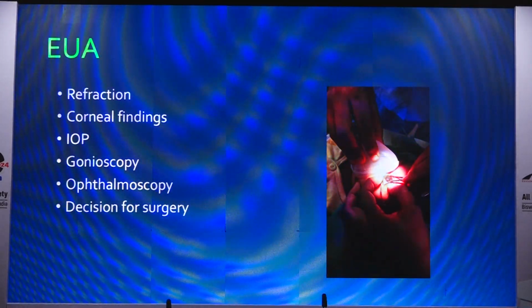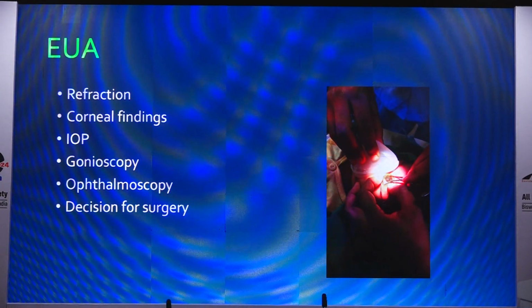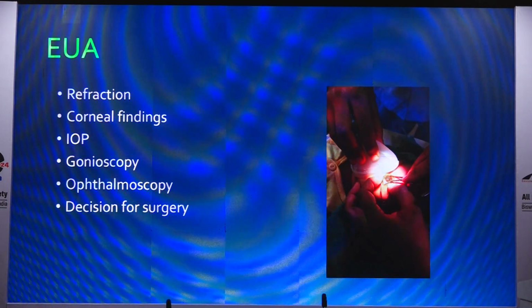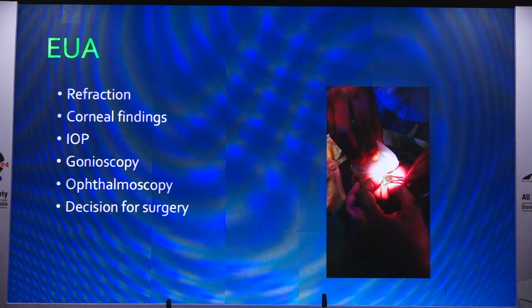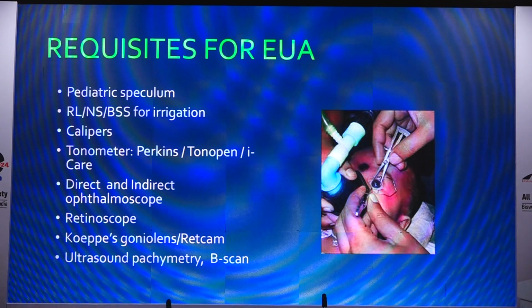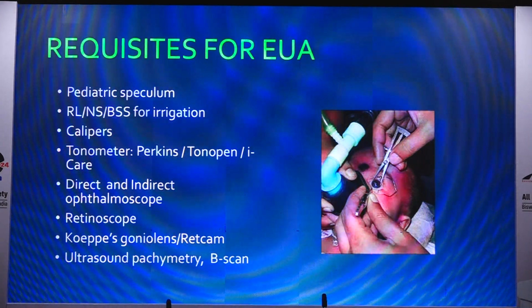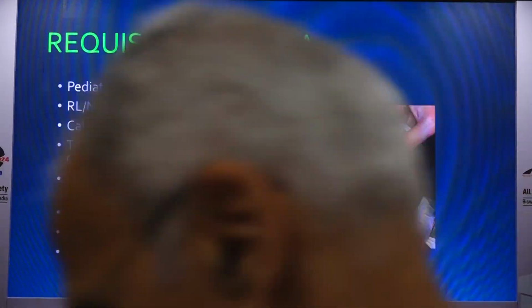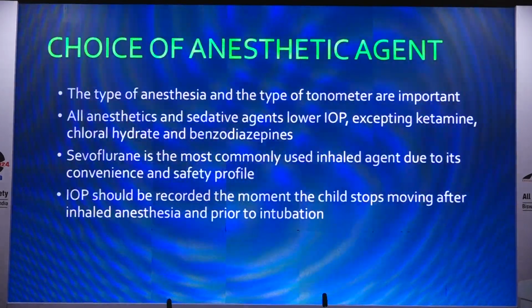The key to diagnosing primary congenital glaucoma is doing a proper examination under anesthesia. So we should do the refraction, document the corneal findings, measure the intraocular pressure, do the gonioscopy, look at the fundus, and take the decision for surgery. Usually the examination under anesthesia and the surgery is done in the same sitting. These are the requisites for examination under anesthesia: a pediatric speculum, irrigation fluid, calipers, tonometers, ophthalmoscope, retinoscope, gonio lens, and if necessary, we have to do an ultrasound pachymetry and B-scan.